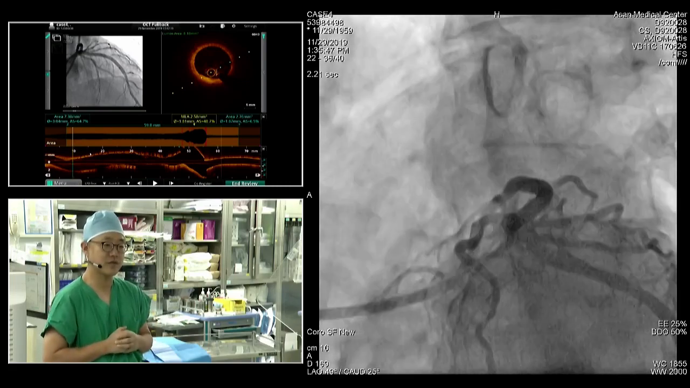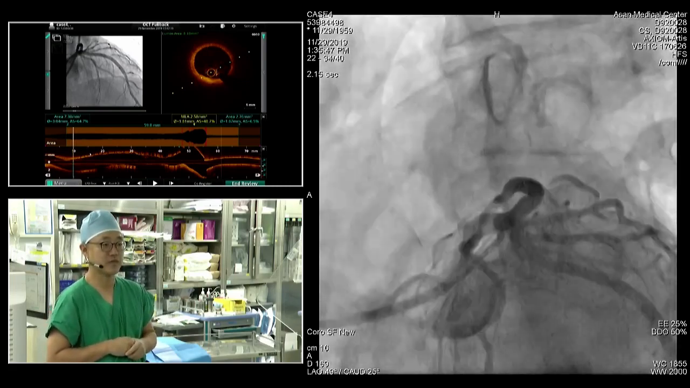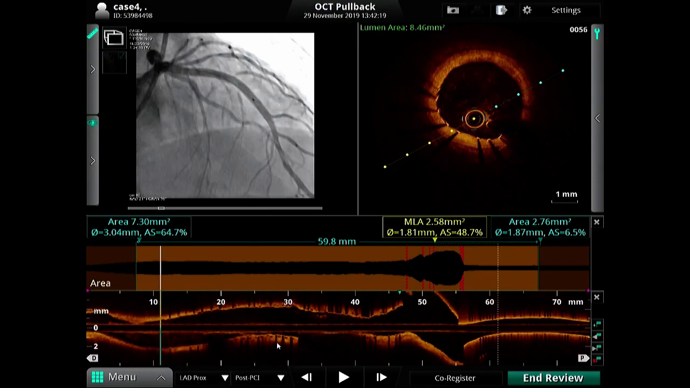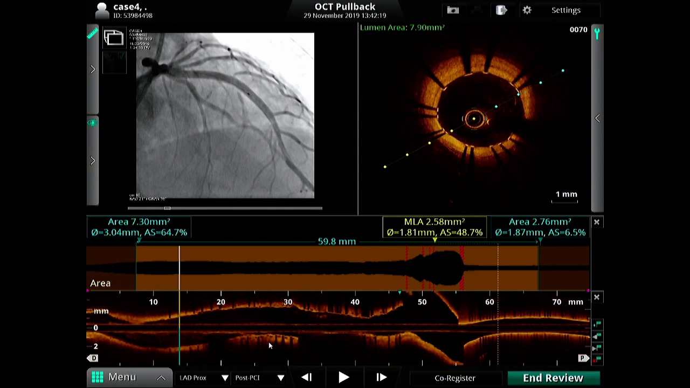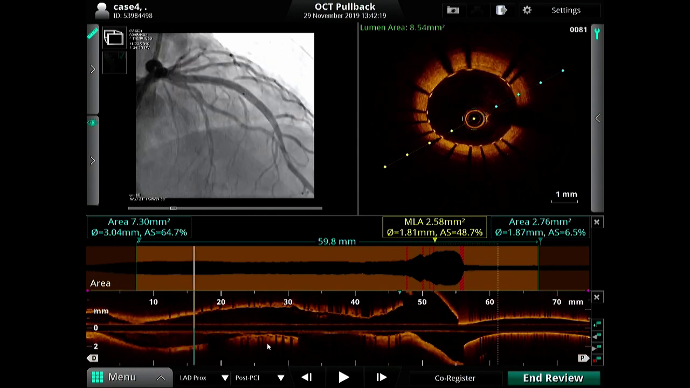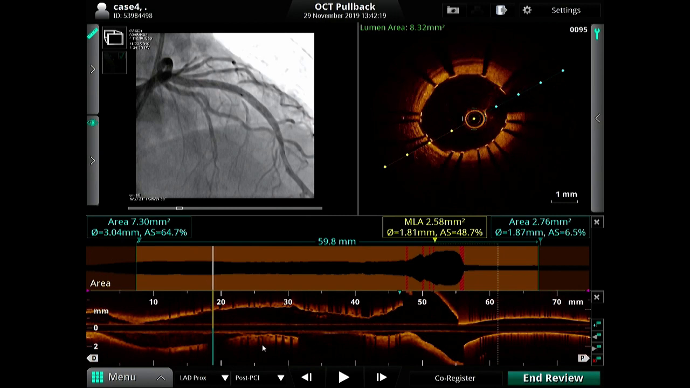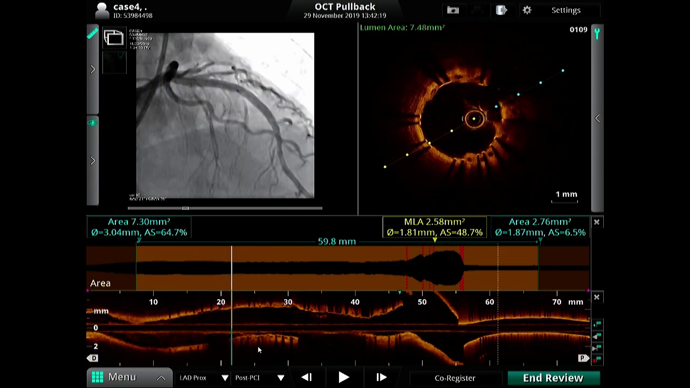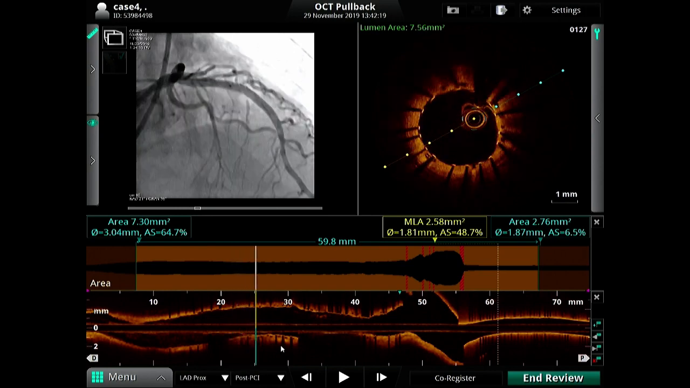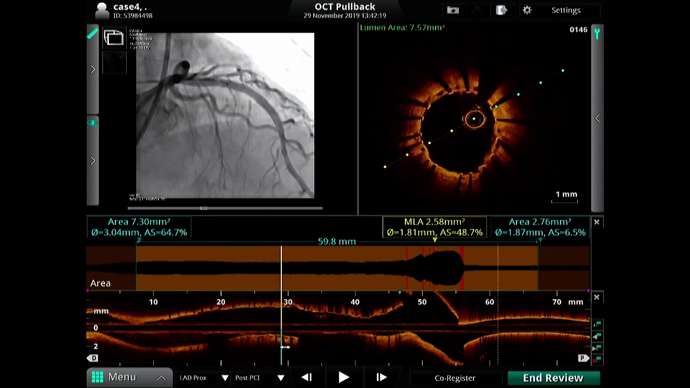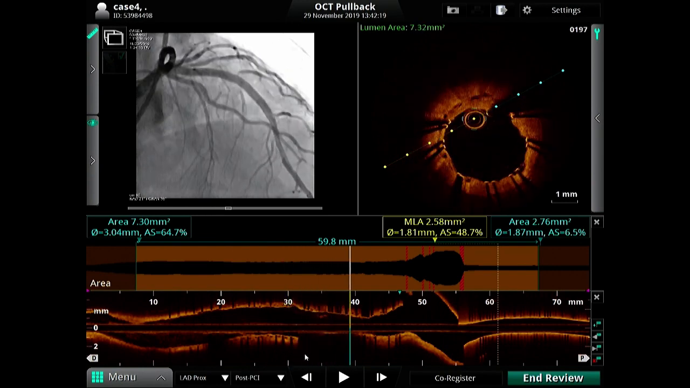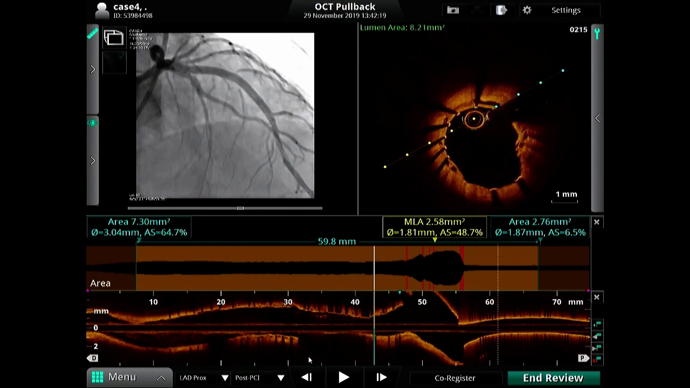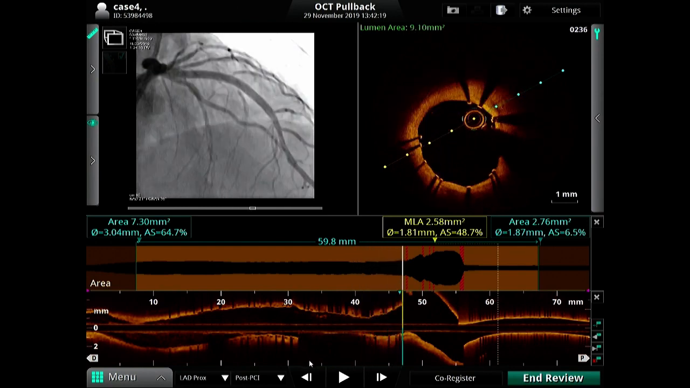Okay, can you show the final OCT? Okay, play. Looking at the OCT, OCT is very helpful to detect the stent position, and we can see how much is seen in the metal extent compared to the BRS. The lumen was enlarged. We can see the compressed BRS scaffold, and the lumen was much enlarged. Here it is widely expanded, and the proximal end of the stent was well apposed and widely expanded.